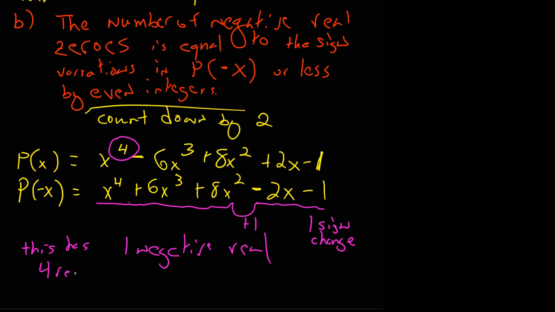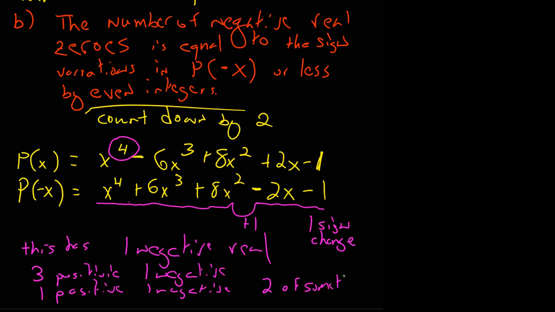It can have 4 real, or what? It can have 3 positive and 1 negative when I combine the two rules. Or it could have 1 positive, 1 negative, and 2 of something else. What is that something else?